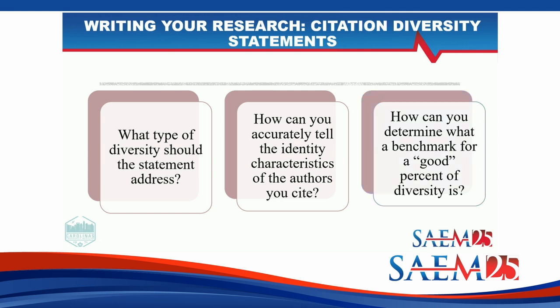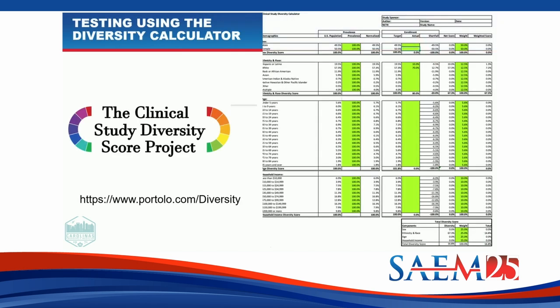And then also, how do you determine what a good benchmark for a good percent of diversity is? We want to say 50-50, but I don't know. There's not a right answer here. There is this tool, and you can use it for this diversity statement. You can also use it whenever you're writing your own research, just analyzing your own subjects. And it is the Clinical Study Diversity Score Project. And what you do, it's public access. You basically put in, these are all different categories, so ethnicity and race, age, household income, whatever you want.